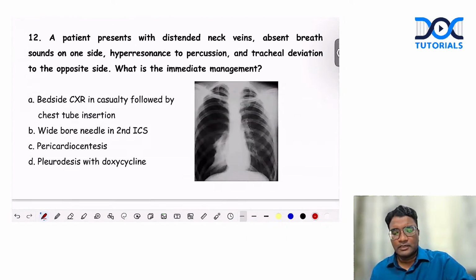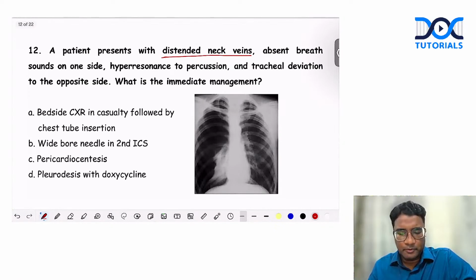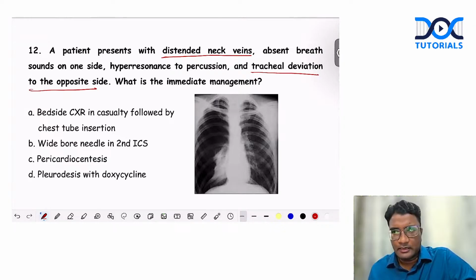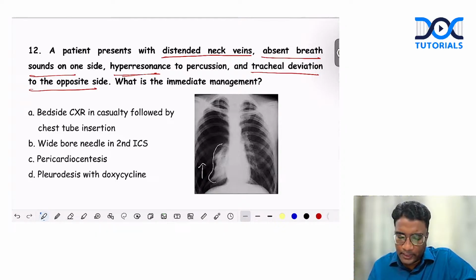Next thing. What did you answer for this? A patient with distended neck veins, absent breath sounds, hyperresonance to percussion, tracheal deviation to the opposite side. So there are prominent neck veins and tracheal deviation to the opposite side. If you look at the radiograph also, there are absent breath sounds on that side and hyperresonance, so there's a lot of air inside. There is absent bronchovascular marking, a visceral pleural line, and the lung seems to be collapsed towards the hilum. So all of this is your tension pneumothorax.